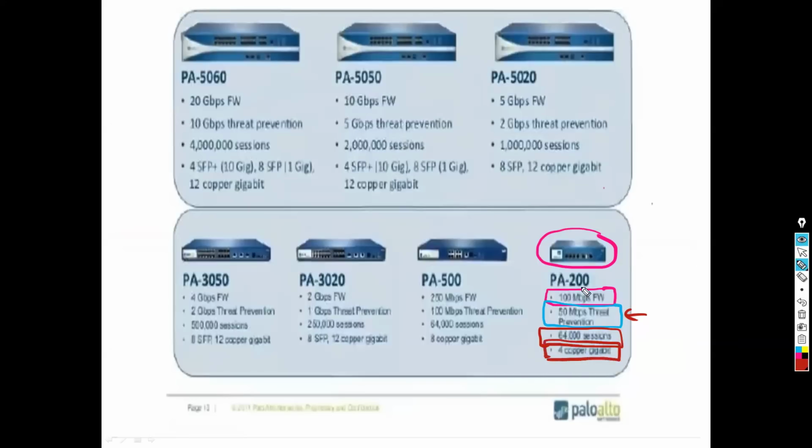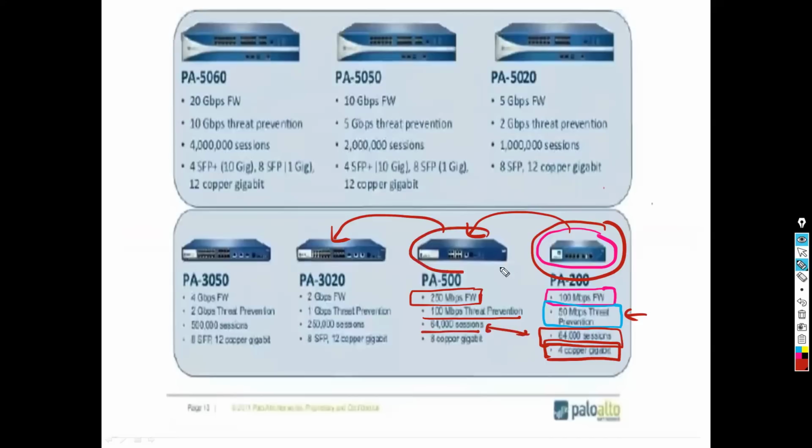In case you are looking for a high-end appliance, for example, if this is not suitable for your network, then you can go with PA500 or PA3020. You can see this PA500 firewall box. The firewall throughput is 250 Mbps, and 100 Mbps is dedicated for threat prevention. This firewall can support 64,000 sessions. Yes, the same option we have, but you can see in this firewall box, we have 8 copper gigabit interfaces.